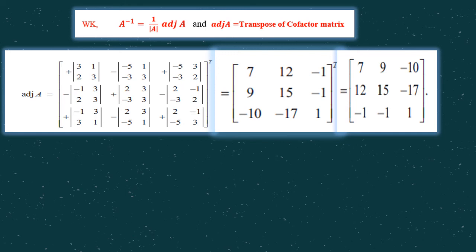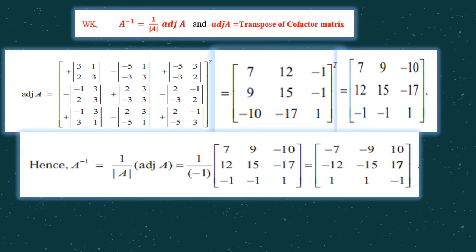So this is adj A. Now substitute in the formula: A inverse equal to 1 by determinant A into adj A. Determinant A we got as minus 1, so 1 by minus 1 into the adj A matrix. Since 1 by minus 1 is minus 1, we just change all the elements' signs.